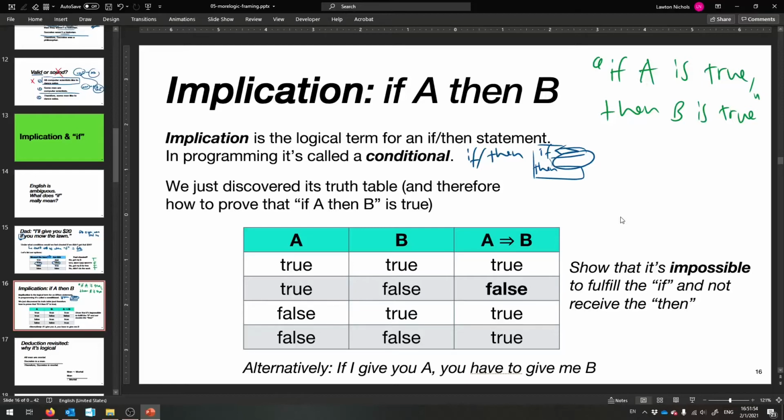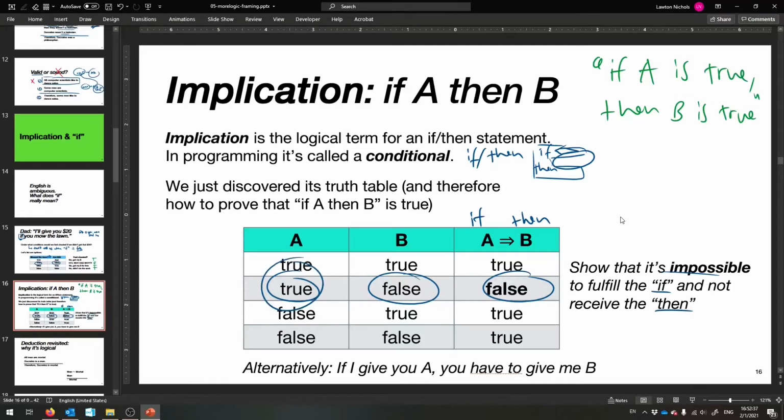So what we did on the previous slide, you might not have thought it, but we just discovered its truth table, okay? And that is actually how we can prove now if A then B is true in logic itself. So if we want to prove that if A then B is true, or A implies B is true, we just show that it's impossible to fulfill the if part and not receive the then part. We just show that it's impossible to be in this one case right here. This is the if part. This is the then part.